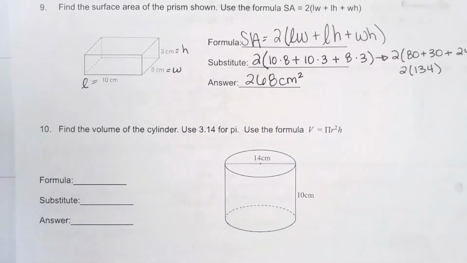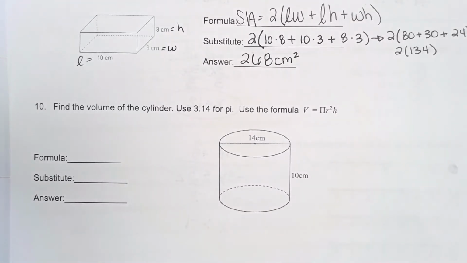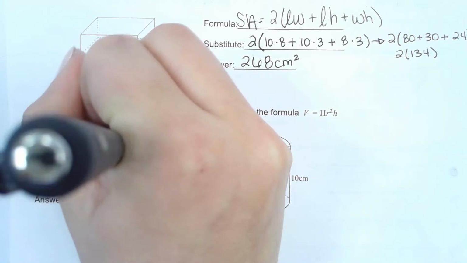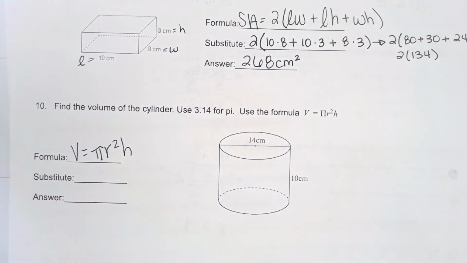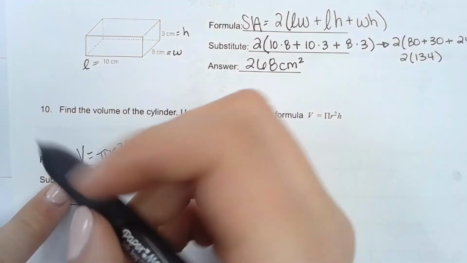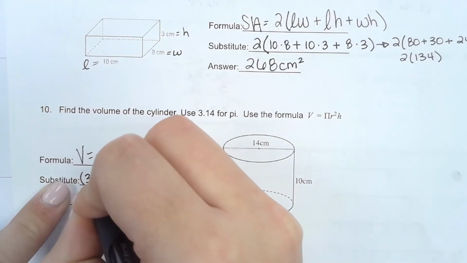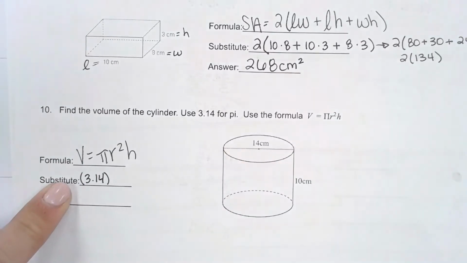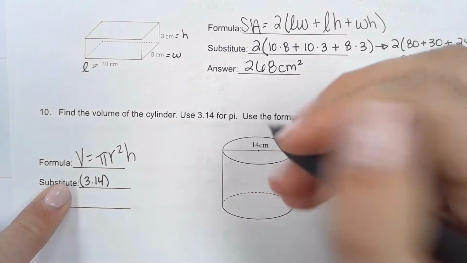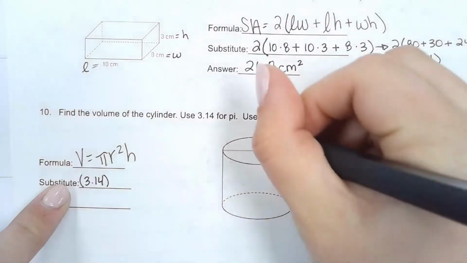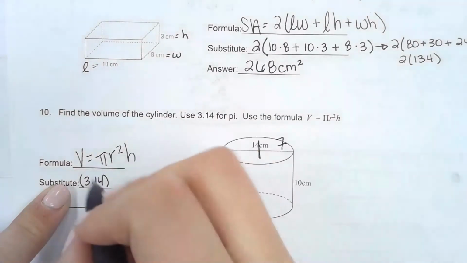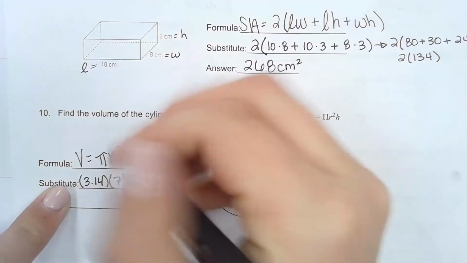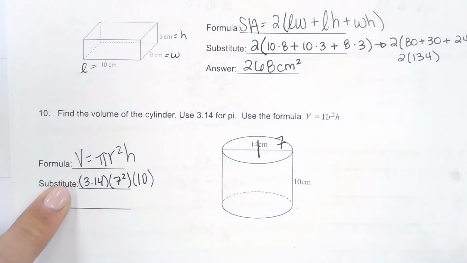All right, moving on to the volume formula of a cylinder. So your volume formula is pi r squared h. And we are just going to start substituting our numbers in. So pi is always 3.14. R is radius, 14 is not the radius, 14 is the diameter. So remember, you have to cut it in half to get the radius, so half of 14 would be 7. H is your height of the cylinder, so in that case is 10.